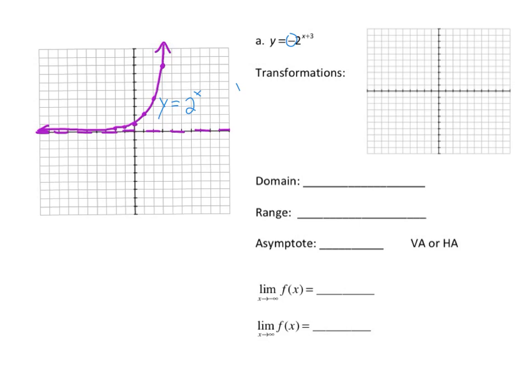So this is a vertical reflection which goes over the x-axis. And this graph is also shifting. Since we have a +3 by the x, that's a horizontal shift. And instead of going in the positive direction, we go back to the left. It's going to be a shift to the left 3.